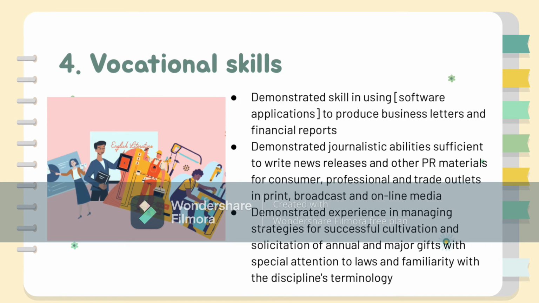The fourth skill is the vocational skills. So for someone to embody this skill, he or she has to show demonstrated skill in using software applications to produce business letters and financial reports, demonstrated journalistic abilities sufficient to write news releases and other PR materials for consumer, professional, and trade outlets in print, broadcast, and online media. And lastly, demonstrated experience in managing strategies for successful cultivation and solicitation of annual and manual gifts with special attention to laws and familiarity with the discipline's terminology.